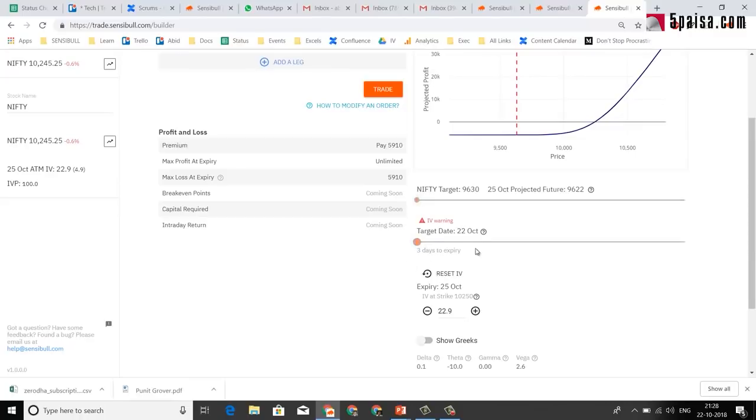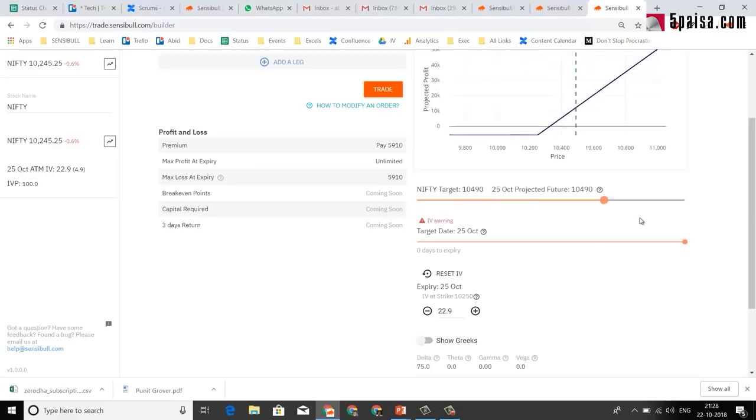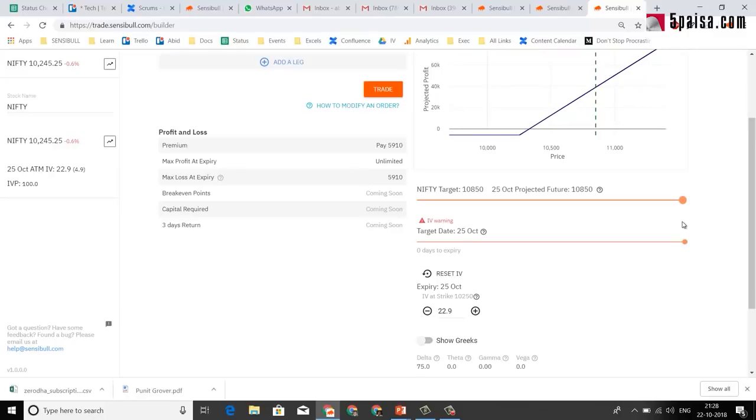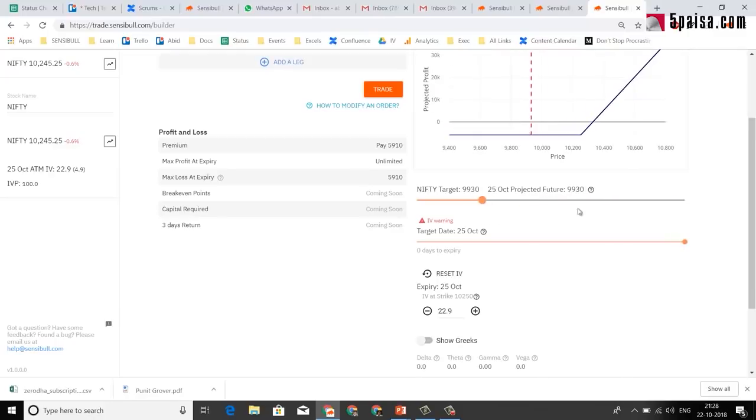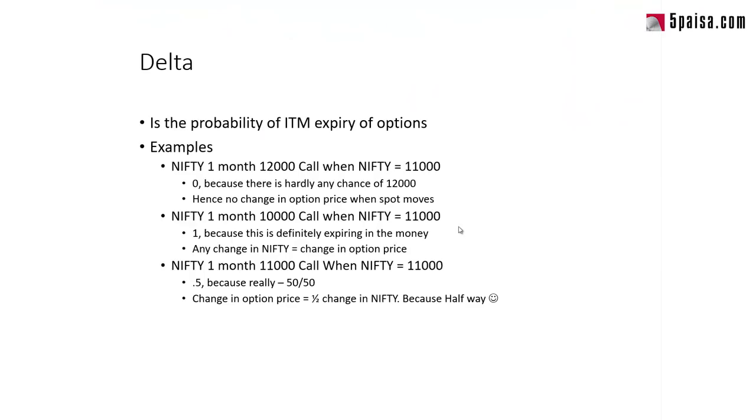Let's also do one more interesting thing. On the expiry day, delta is binary. So if it is below, it is not going to expire in the money, which is 0%. And if it is above, it is going to expire in the money, which is 100% or 1. So you can see delta has two values, 0 or 75. And at 10,250, you can see delta has become exactly half, which is 75 multiplied by half, which is 37 and a half. This is an example which we just discussed.